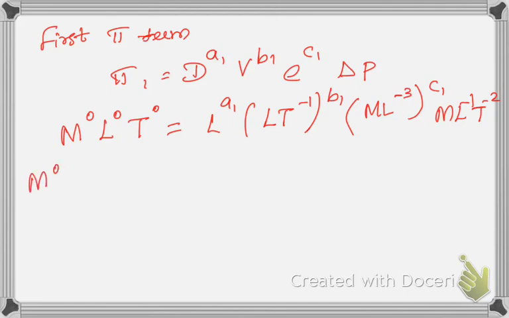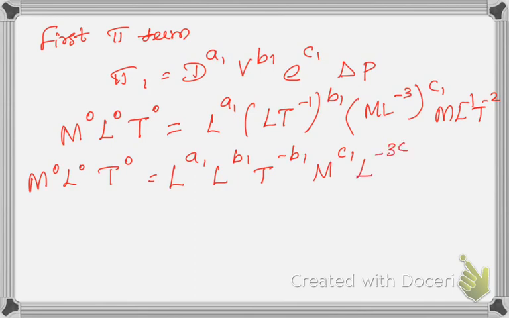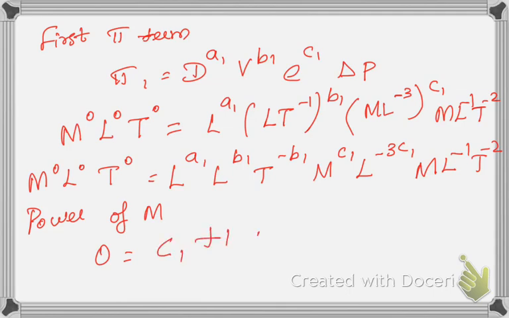So this is written as M^0 L^0 T^0, L^A1, L^B1, T^-B1, M^C1, L^-3C1, M L^-1 T^-2. So now we are going to equate the powers of M, L and T on both the sides. So first I will take the power of M. On the left hand side, I have 0 here. On the right hand side, I can see C1 plus 1. Then C1 is equal to minus 1.